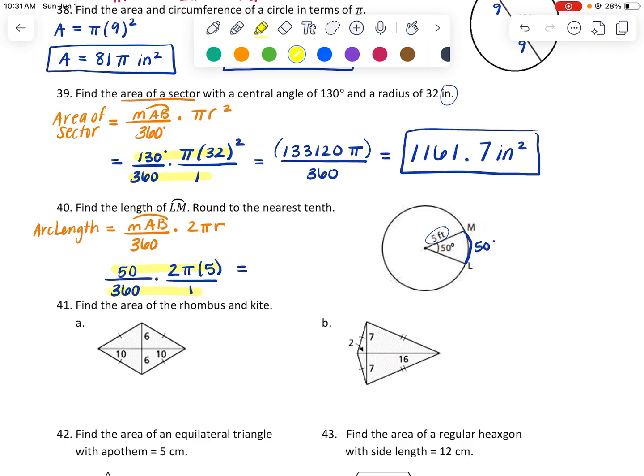I like to simplify the numerator and then the denominator, and then go ahead and go from there. So 50 times 2 times 5, or 10, is 500. So we have 500 pi on the top, all over 360 degrees. And so, again, I just plug this into my calculator. This one does tell us to round to the nearest 10th, and I get that the arc length is 4.4. And again, looking at the unit feet, so the distance from L to M is 4.4 feet.